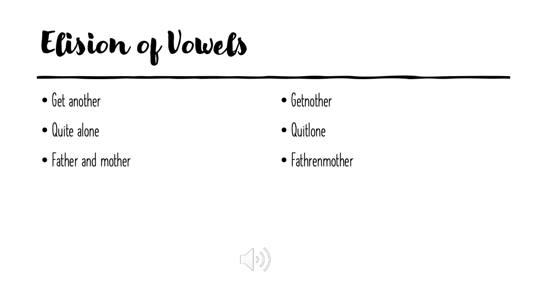Father and mother. In rapid speech would become "father 'n' mother". The "er" sound there is combined with the "a" of "and". The "d" sound of "and", which is a conjunction, is a weak form. We use the weak form of this conjunction. You don't say "father and mother" with the full form. So these are situations where you have the elision of vowel sounds.